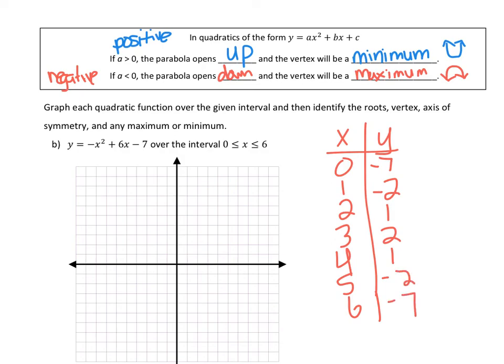Now, I'm not going to tell you necessarily if it opens up or opens down. You're going to figure that out on your own. I'm not going to graph it with you. Remember, this part is your vertex, your turning point. So when you graph it, you need to tell me if that's a maximum or a minimum. Again, refer up here. If it opens up like this, that turning point, that vertex is a minimum. If it opens down, that turning point is a maximum. Go ahead and try letter B and C on your own.